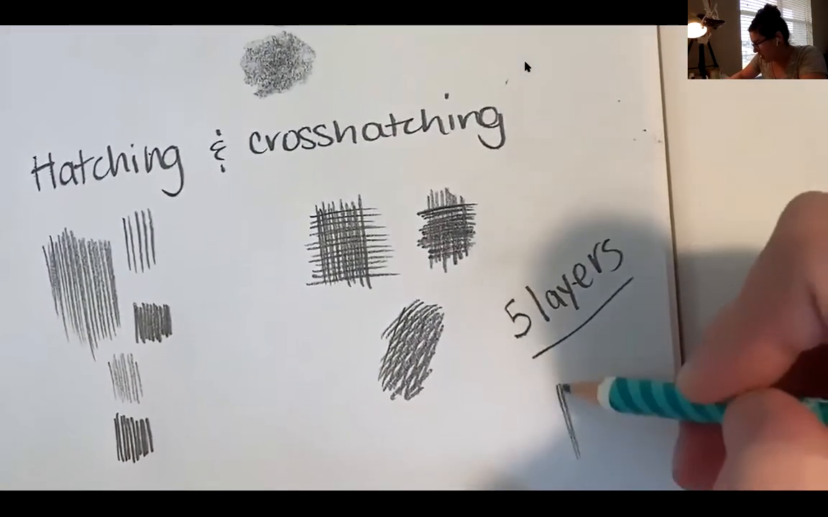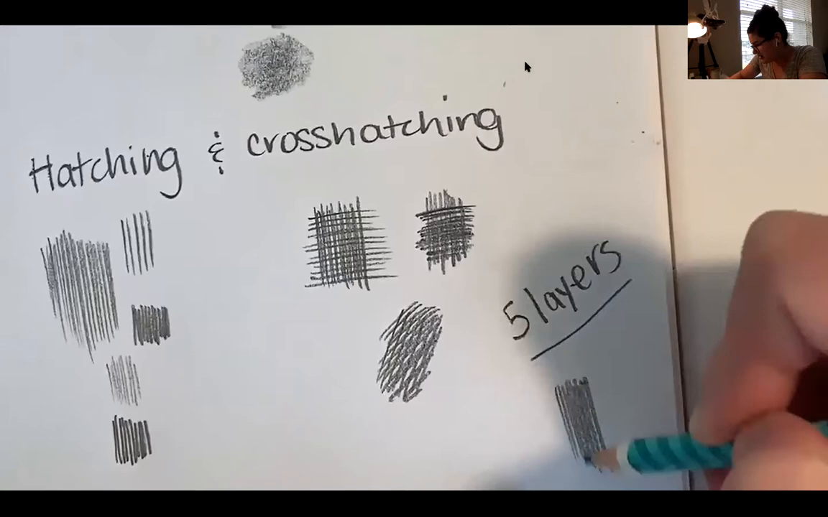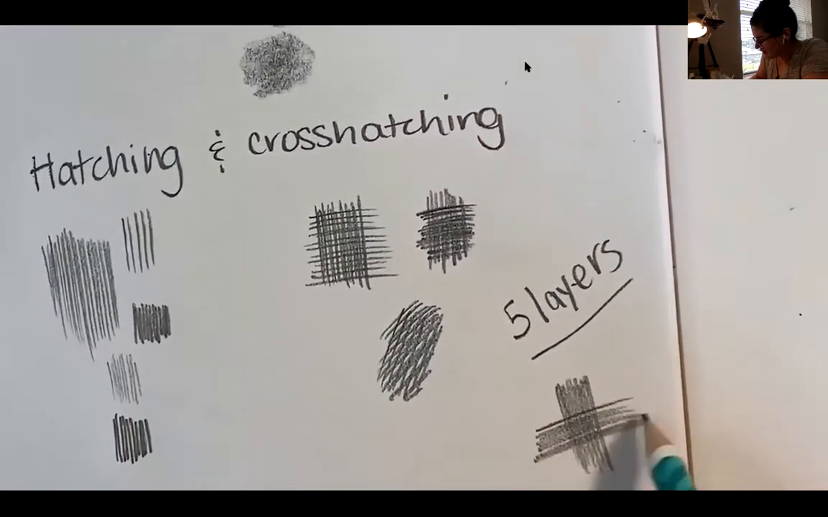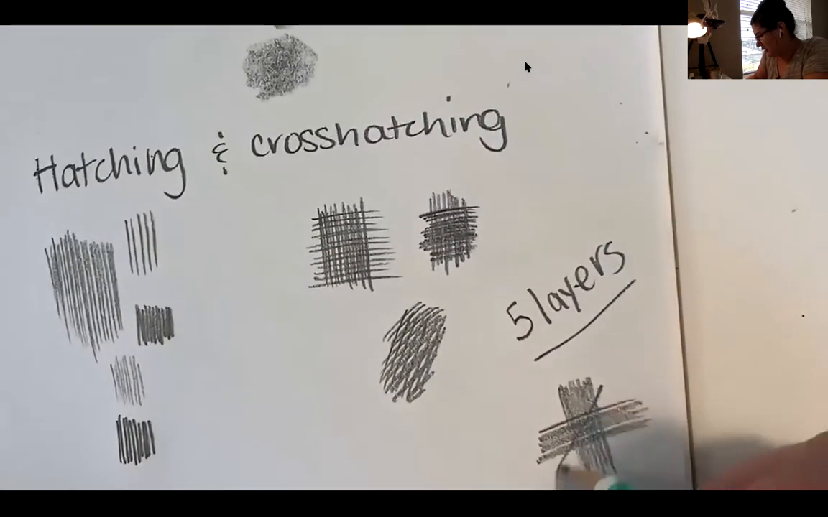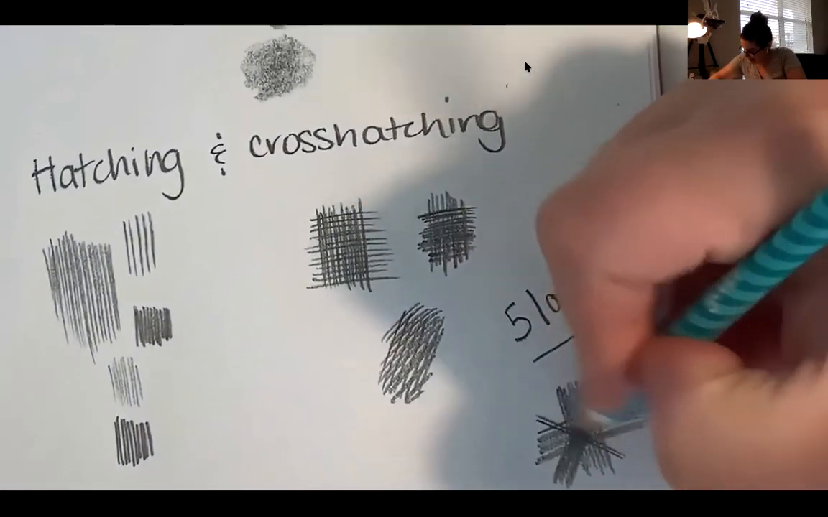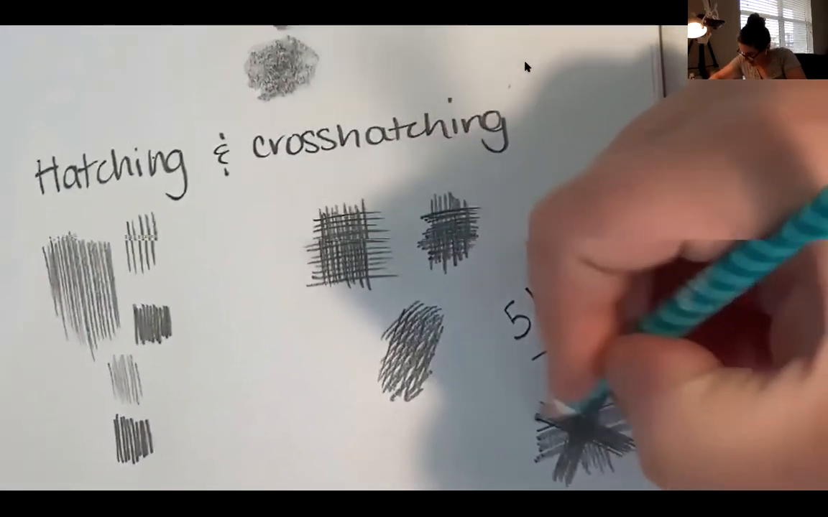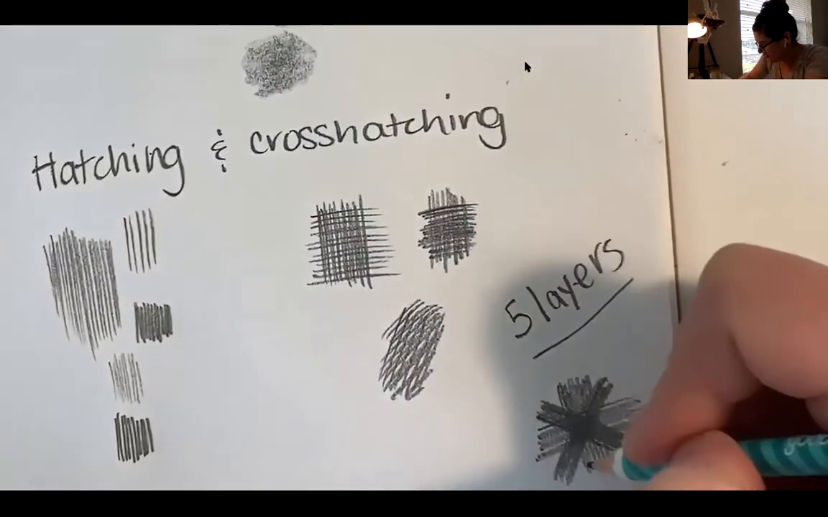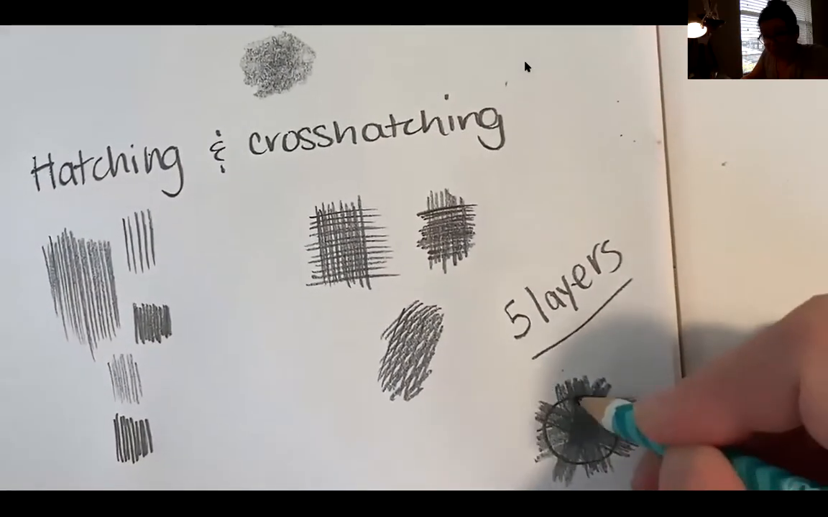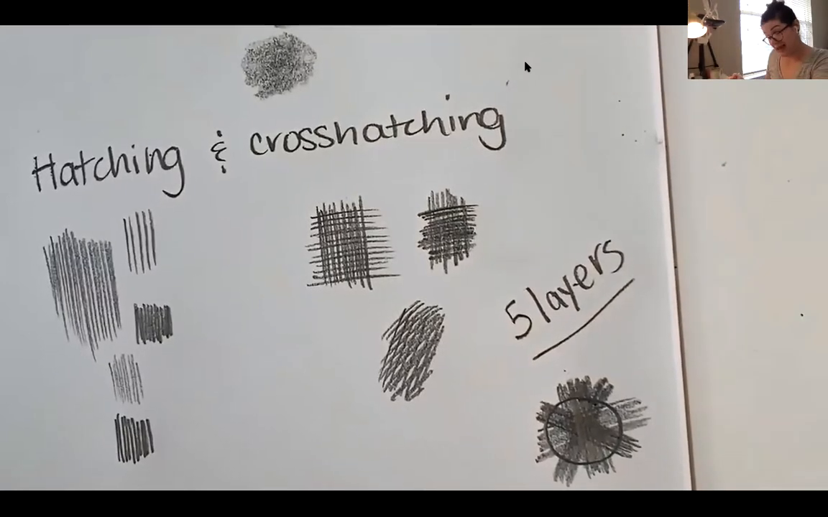So if you start going down like this, and then going across, and then diagonal this way, and diagonal this way, and then maybe one more pass down the middle. What you've got in that middle is very blended.